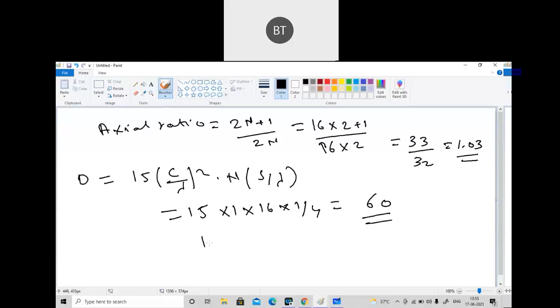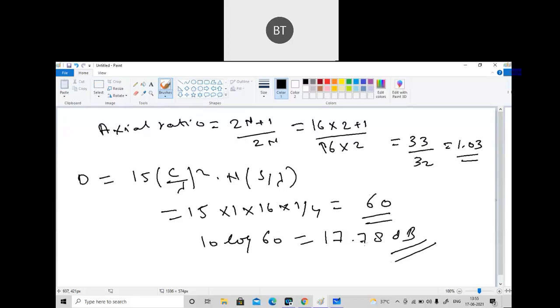Now we put this in the calculator, 10 log 60. What will we get here? Close to 17.78 dB. Always keep in mind that you have to calculate the directivity in terms of dB only, because we always calculate the directivity in terms of dB. So this is the first problem.